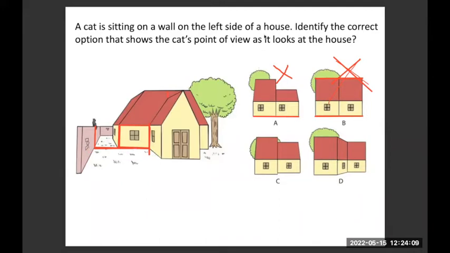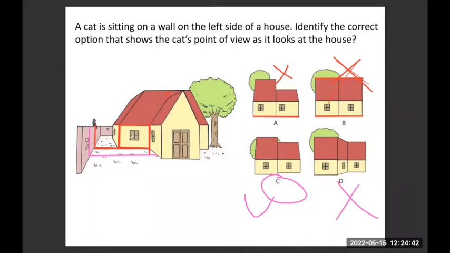Sorry, I'll just use a different color. If the cat's position was somewhere around this edge, then it will be option D. Then option D would have been possible. But in this case, the cat's position is in alignment with that edge. And that's why I will say option C is the correct one and option D is also wrong. Is that clear?